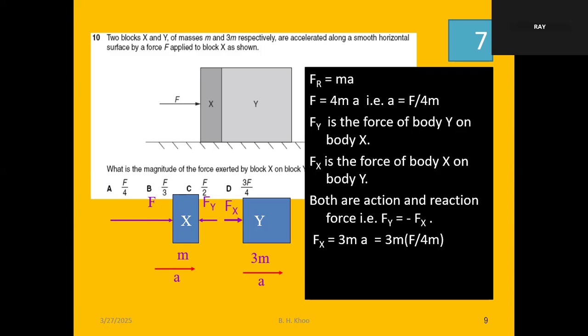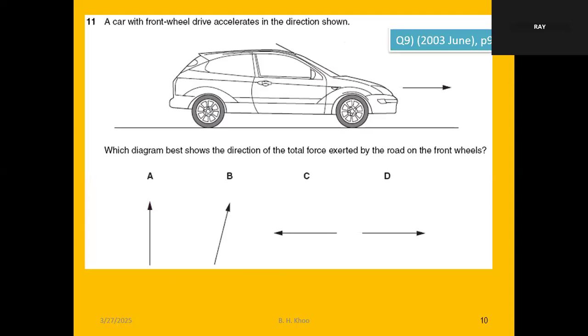Then you look at Fx. Fx is the part acting on 3m. So 3m times a. a is what we have calculated. Put it in there. You get 3F over 4. Okay, can. Okay. How about this one?